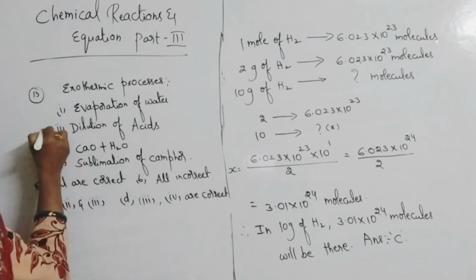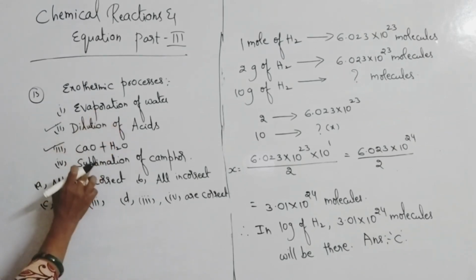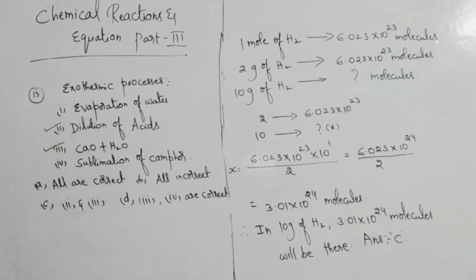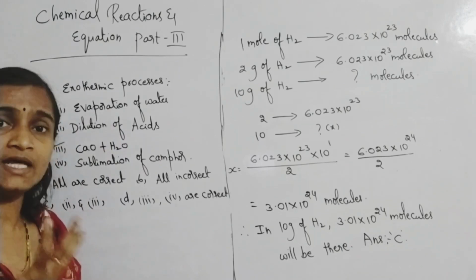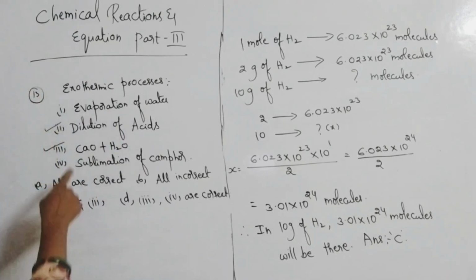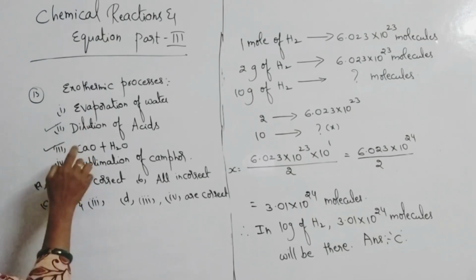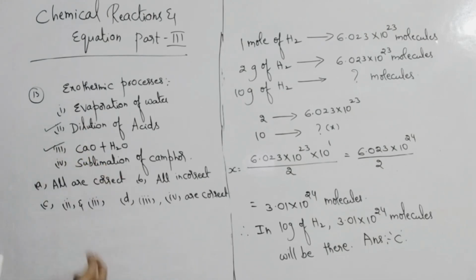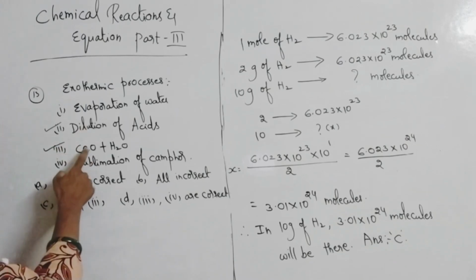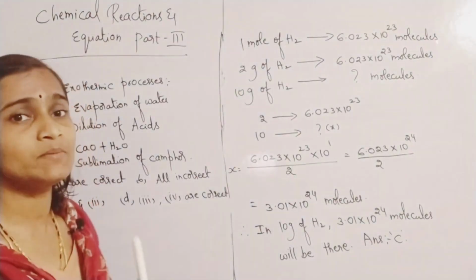Yes, these two are exothermic processes only. Evaporation of water and sublimation of camphor take some energy to convert their states. So the compulsory exothermic reactions are these two only. Dilution of acids liberates a lot of heat energy, so it's exothermic. And CaO plus H2O we have learned for whitewashing of walls, that is the same reaction.